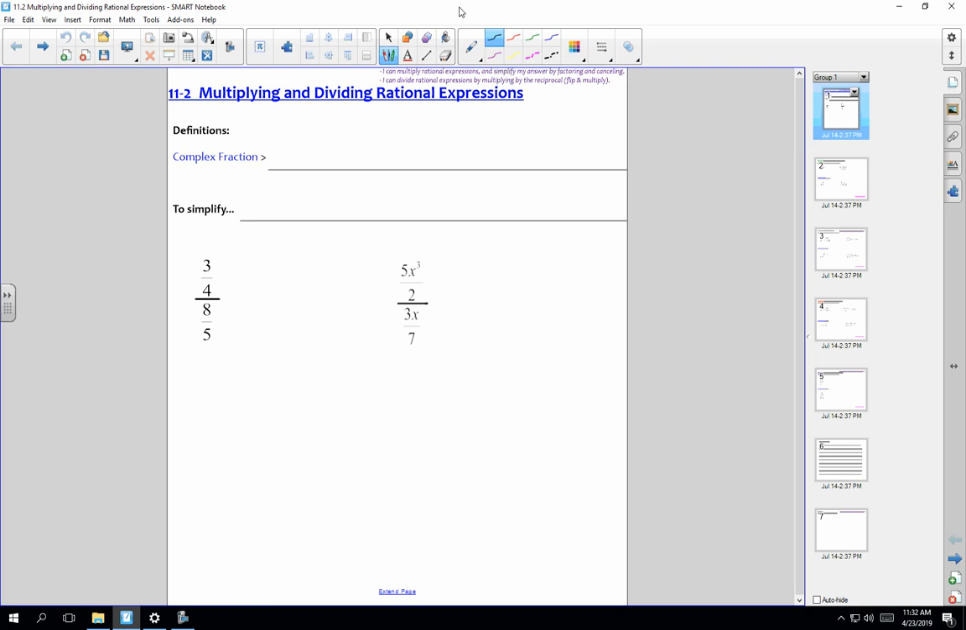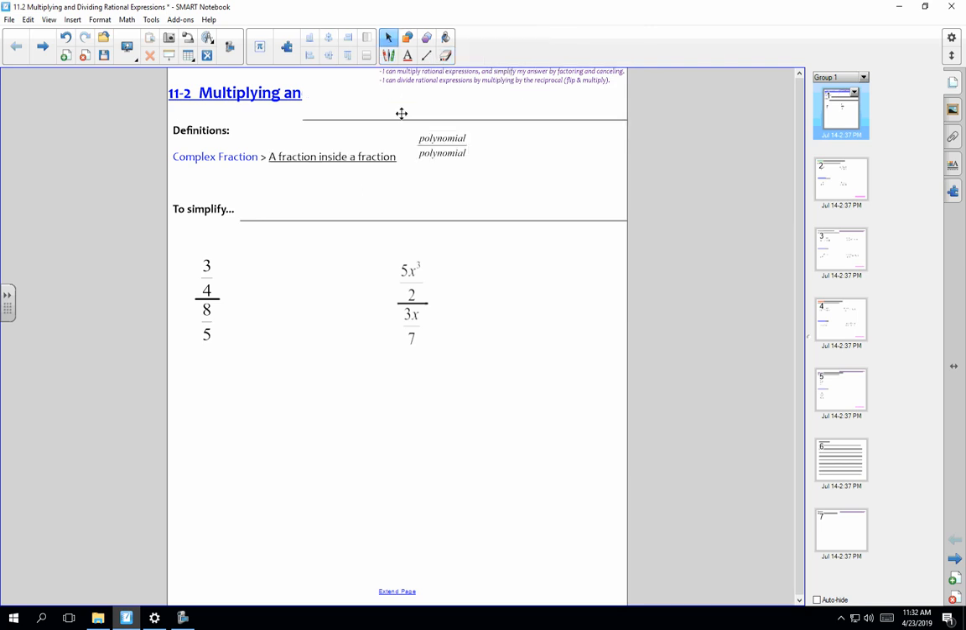Complex fraction, here's what it is. A complex fraction is just a fraction that has a fraction inside of it. So super fun when you have a fraction inside of a fraction, either in the top or the bottom or both, like what you see down below here.